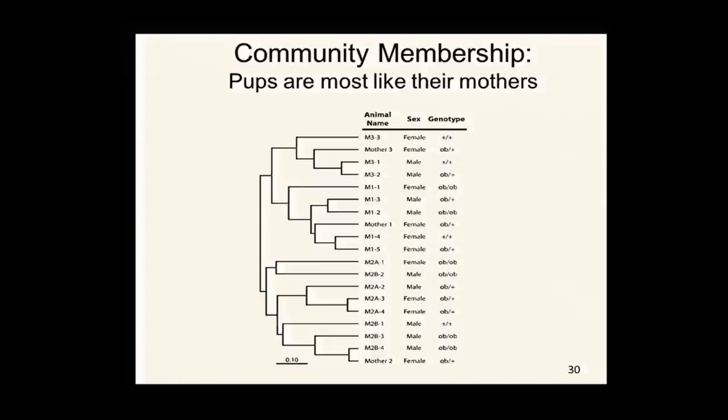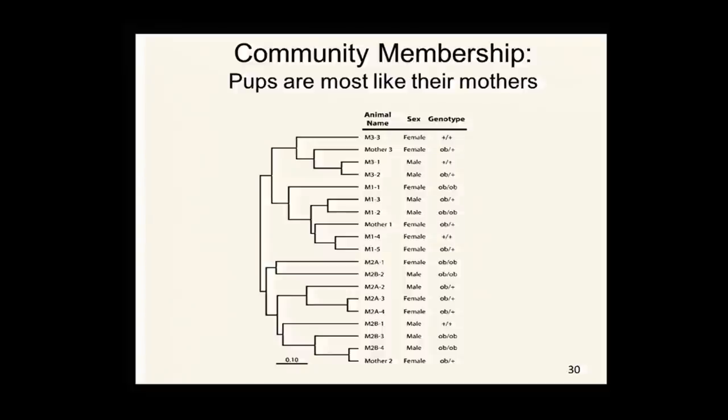So community membership here. Now I'm giving an example. I'm sorry, I left this off. This is from a very early Jeff Gordon paper, where what you're looking at is what are the bacterial communities on animals, obese or non-obese mice. And what you can see is that at the community membership level, the pups are most like their mother. This is one litter of mice from this mother. This is another litter of mice from this mother. And these two mothers are sisters.